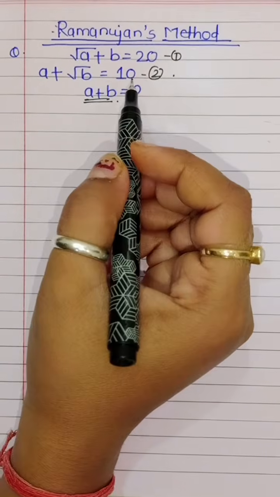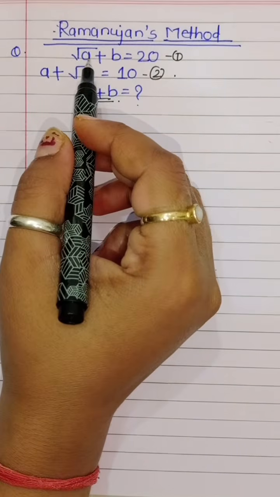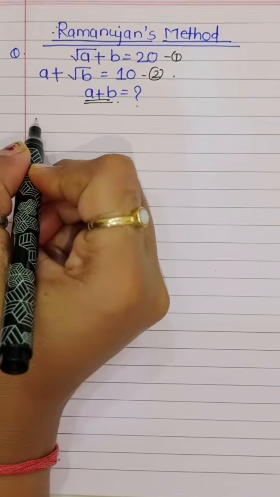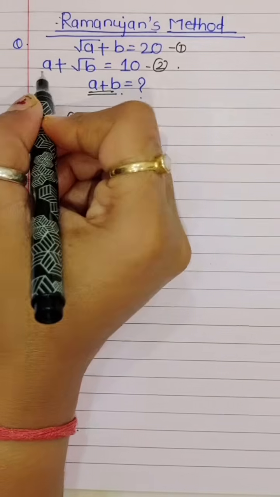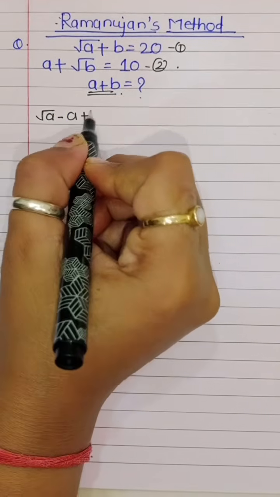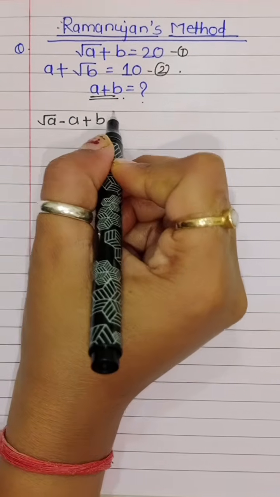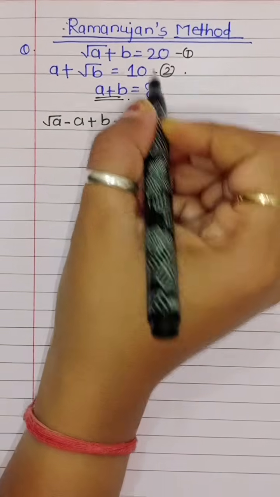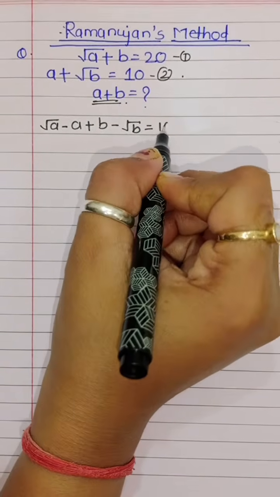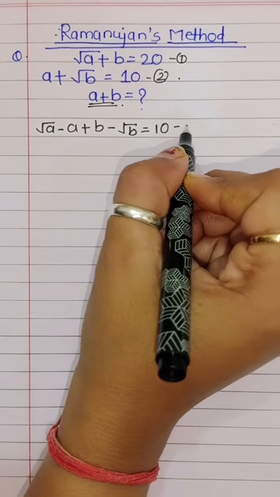Now subtracting equation 2 from 1, what will we get? Square root of a minus a plus b minus square root of b is equal to 20 minus 10, 10. Clear? This is equation 3.